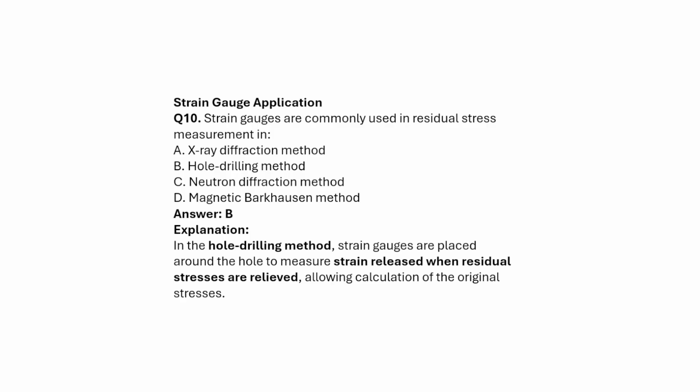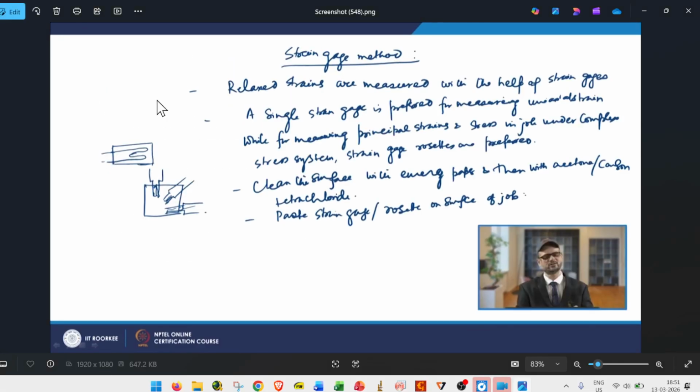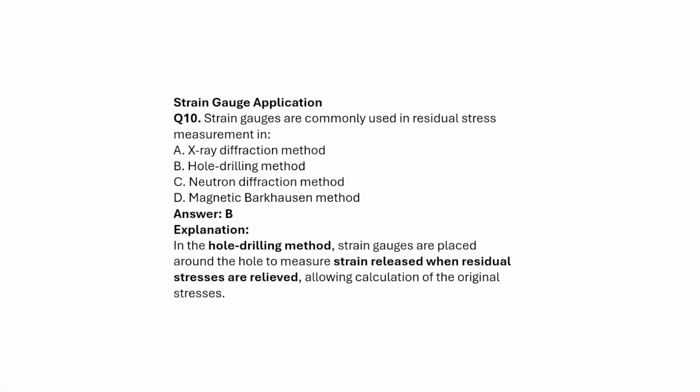As we see here, this kind of strain gauges we use two types. One is the uniaxial one, and the other one is the rosette. So these strain gauges we can use to measure the strains. Okay, in the hole drilling method, strain gauges are placed around the hole to measure the strain released when residual stresses are released, allowing us to calculate the original stresses.